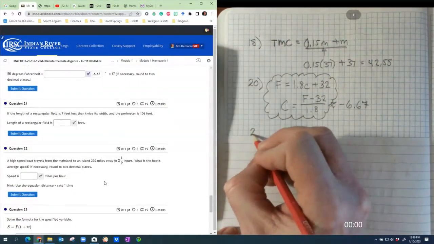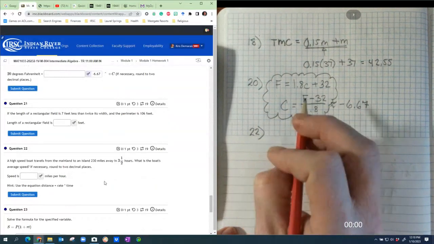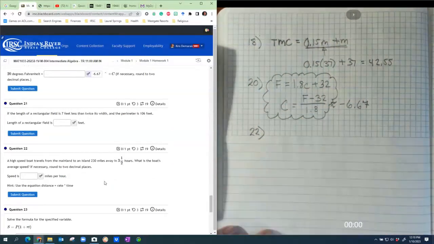All right, 22. We have 3 more minutes of class. Okay, a high-speed boat travels from the mainland to an island 231 miles away in 3.5 hours. What is the boat's average speed? If necessary, round to 2 decimal places.